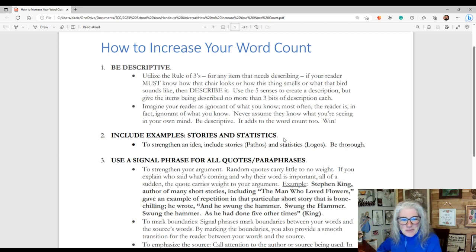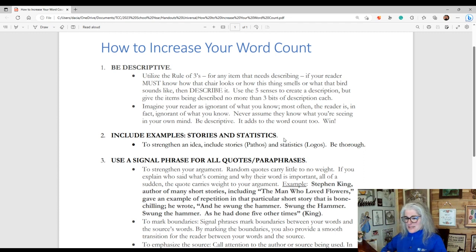So let's read some of the items here underneath be descriptive. There are 2. Utilize the rule of 3s. For any item that needs describing, if your reader must know how that chair looks or how this thing smells or what that bird sounds like, describe it. Use the 5 senses to create a description, but give the items being described no more than 3 bits of description each. 3 bits. Don't overwhelm them, but don't underwhelm them either. And you'll find this same writing advice in this author's book on writing or that author's book or this textbook about writing and being descriptive. You're going to see this rule of 3s on a consistent basis.